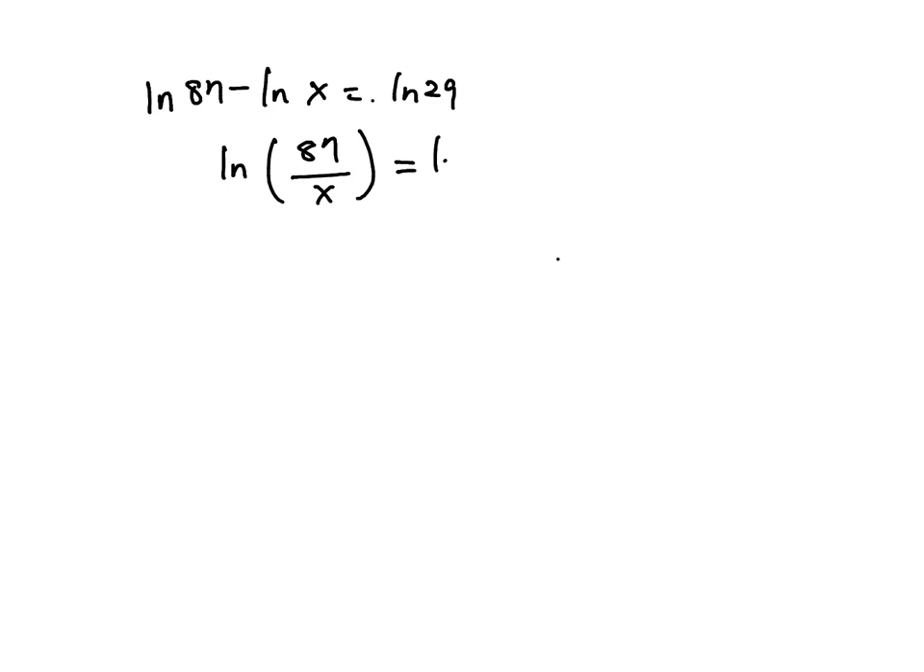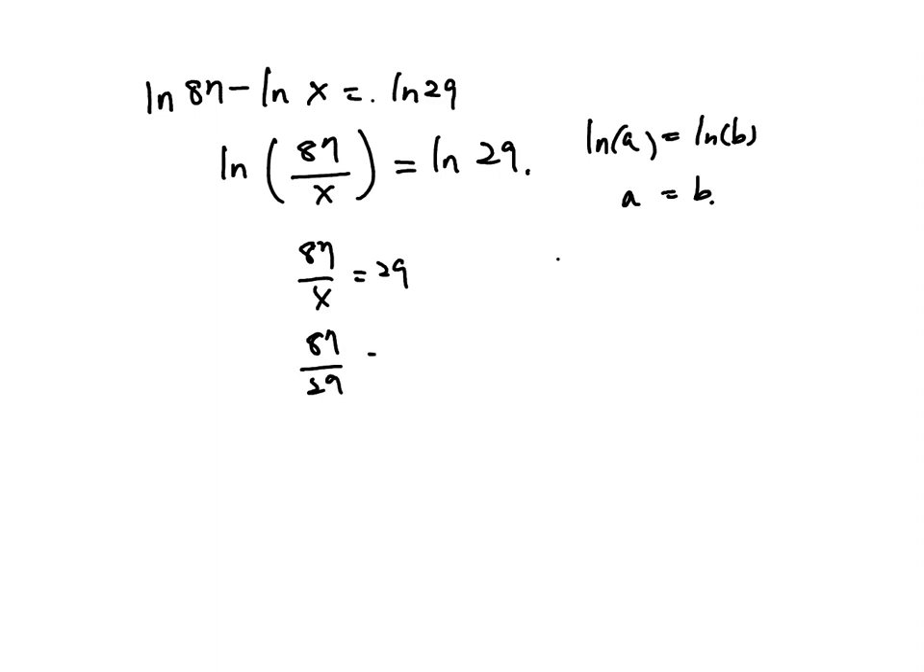All right, here we go. Natural log of 87 minus natural log of x equal natural log of 29. So in this case, this is natural log of 87 divided by x, and that's equal to natural log of 29. So in this case, again, use the same property as the last one. Natural log of a equal natural log of b. That means a equal to b. So in this case, we have 87 over x equal 29. So 87 over 29 is equal to x.